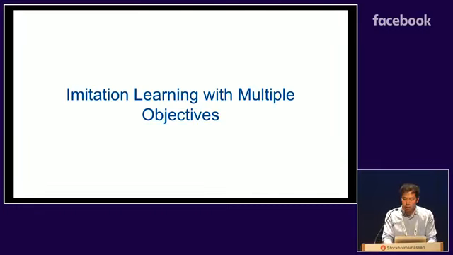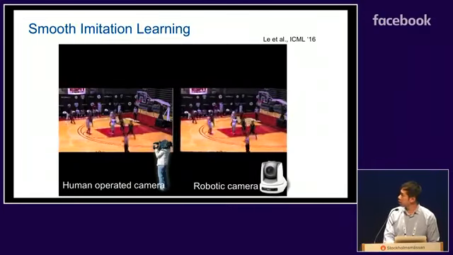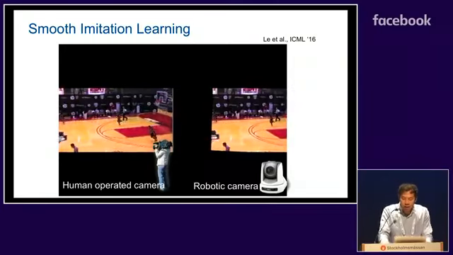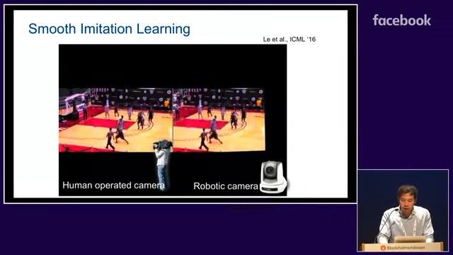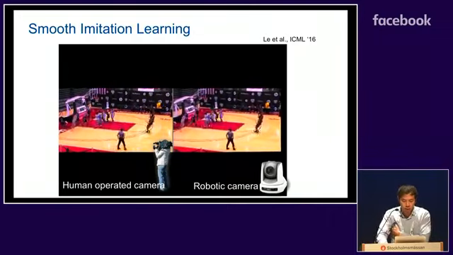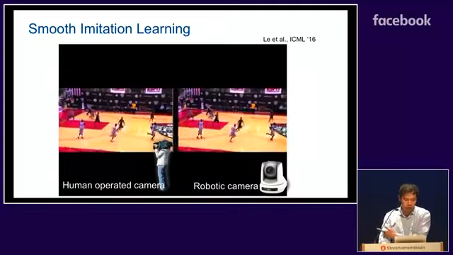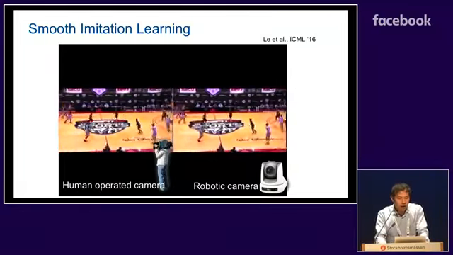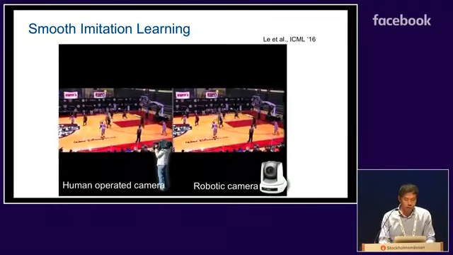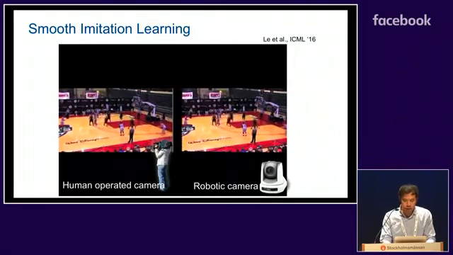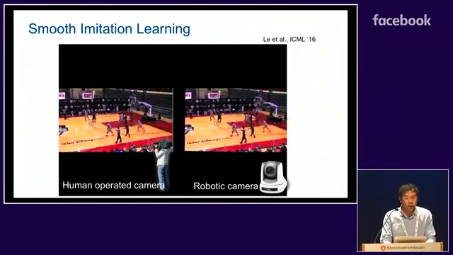So first, we have been talking about imitation accuracy as a key optimization objective. But there are settings where imitation accuracy alone is not sufficient. Here is a concrete example of what I mean. This is an application of our smooth imitation learning work from ICML 2016. On the left, you have a human filming an event, in this case a sport event. And the goal is to have an autonomous camera, as you can see on the right, learn from this type of demonstration to be able to film events autonomously in a human-like manner.